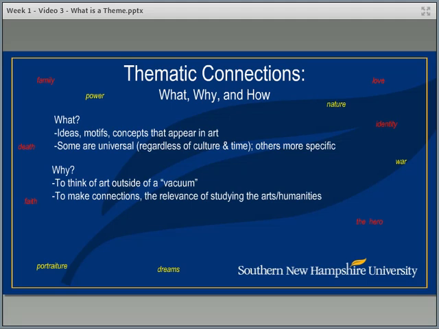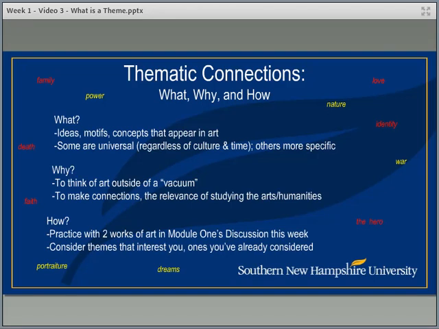When we think about the themes of love and nature and family and power and so forth that might have influenced the reason those works of art were created, it helps us to think of those works as actual objects of their time. It also helps us make connections to notice the relevance of studying the arts and humanities. So when we're looking at something today in 2017, we can see how an object that may have been created thousands and thousands of years ago on the other side of the earth has a similar connection to something that we're still grappling with today.